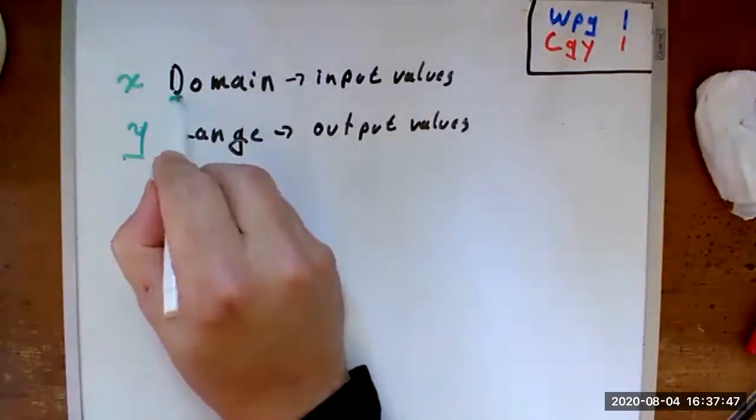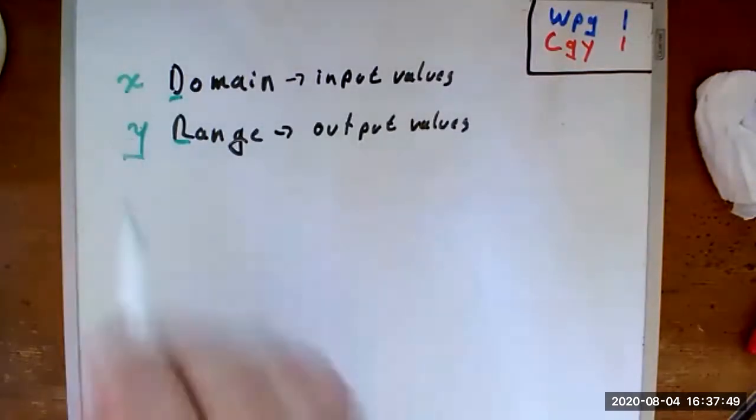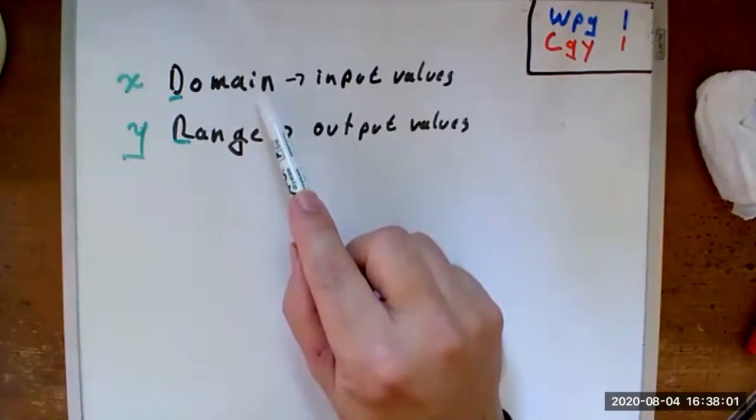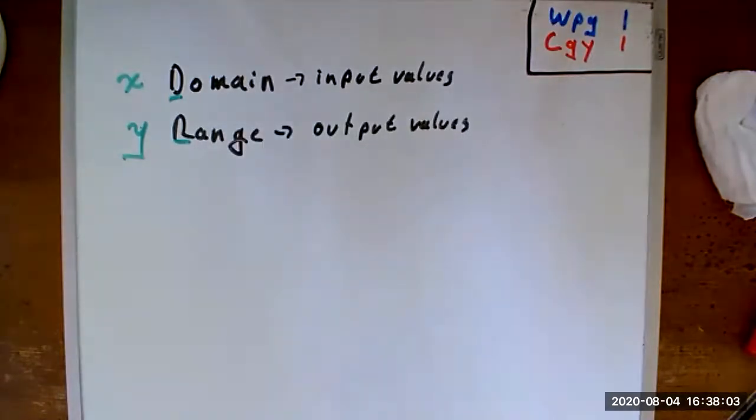And the easiest way to remember that is that when we're dealing with things in mathematics, almost always, and in fact so often that you can pretty much guarantee it, you work in alphabetical order. D comes before R, X comes before Y. That's the easiest way to remember it. It's in alphabetical order.